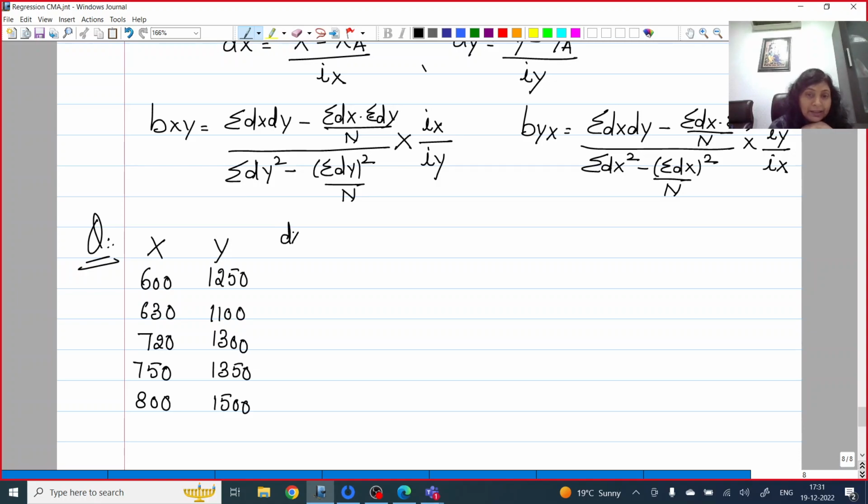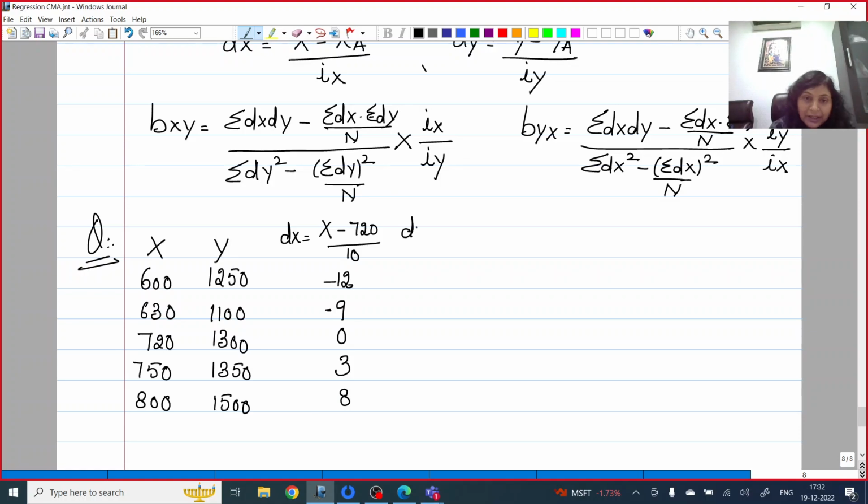So I am computing dx, that is x minus, you can take anything. Suppose I have taken x minus 720 upon 10. So this becomes minus 120 upon 10, that is minus 12, minus 90 upon 10, that is minus 9, 0, 30 upon 10, that is 3, and 800 minus 720, 80 upon 10, that is 8.